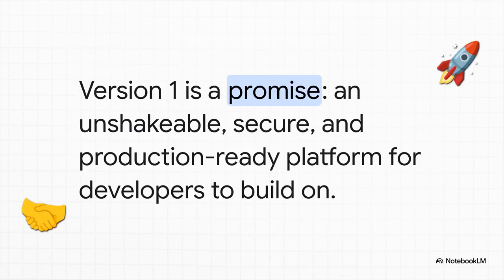So what's the big deal about a version 1 release? Well, it's a promise. It means the platform is no longer a beta, no longer just a test. It's a solid commitment to stability, to security, and it's a production-ready foundation that developers can actually build on right now. Basically, the training wheels are off.